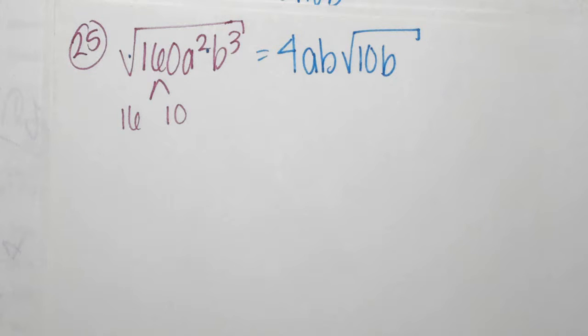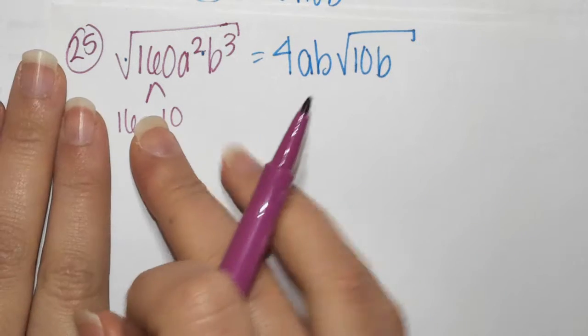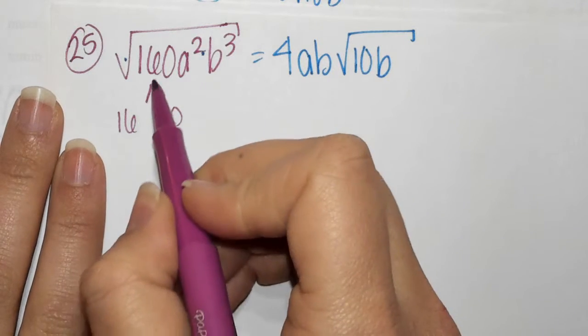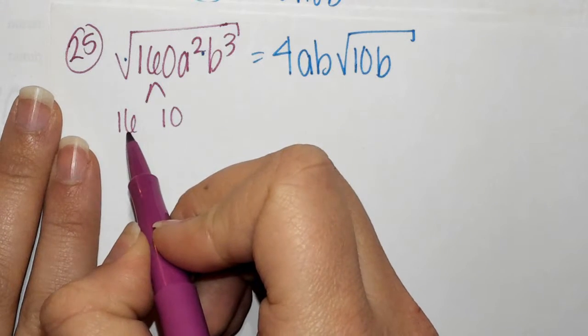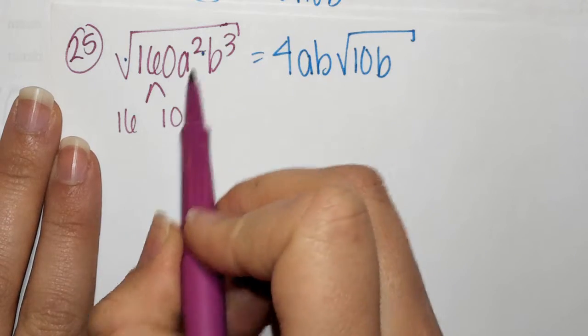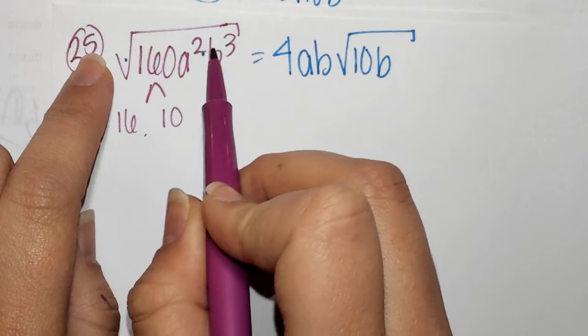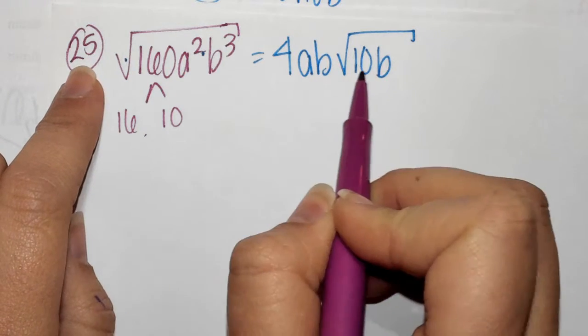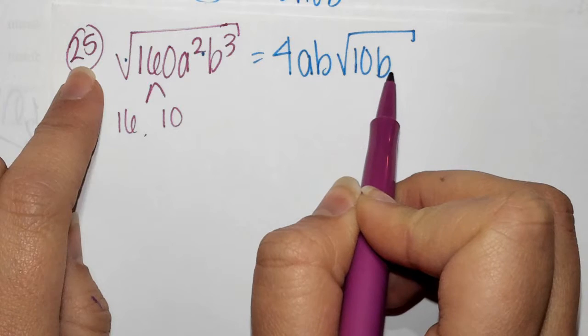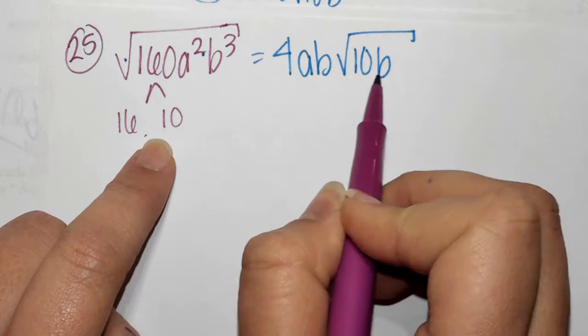Good. You got that one right. So what we did first: we broke it down into 16 and 10 because that's the biggest perfect square that goes into it, okay? And then we took the square root of 16 and we got 4. Now our index is 2, so we did 2 into 2, we got 1. 2 into 3, we got 1 with 1 left over. That's why that b is under here. This 10 is the friend that's by himself, so he stays in the house.